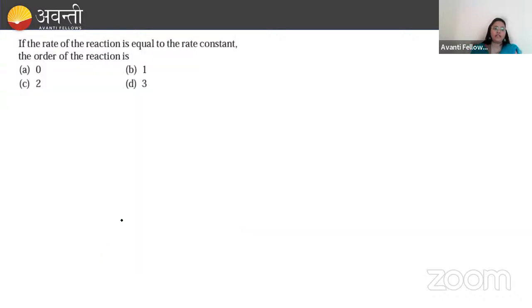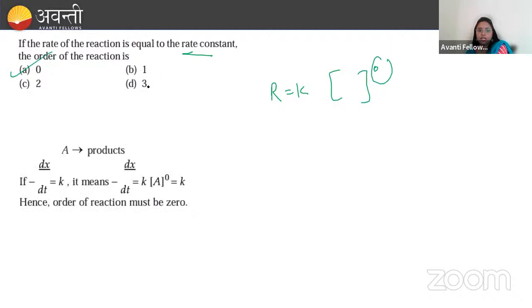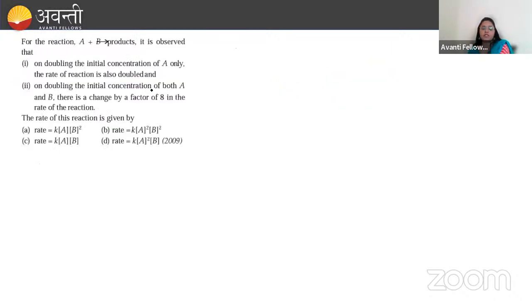Next reaction. If the rate of a reaction is equal to the rate constant, the order of reaction is... What is our rate? It is equal to the rate constant. What does that mean here? What will our order of reaction be? Obviously it will be what? Yes, any answers? The rate constant is equal to the rate of reaction, R is equal to K. So what is the power on the concentration terms here? It is 0. So what is the order of the reaction? Okay, order of reaction must be 0.